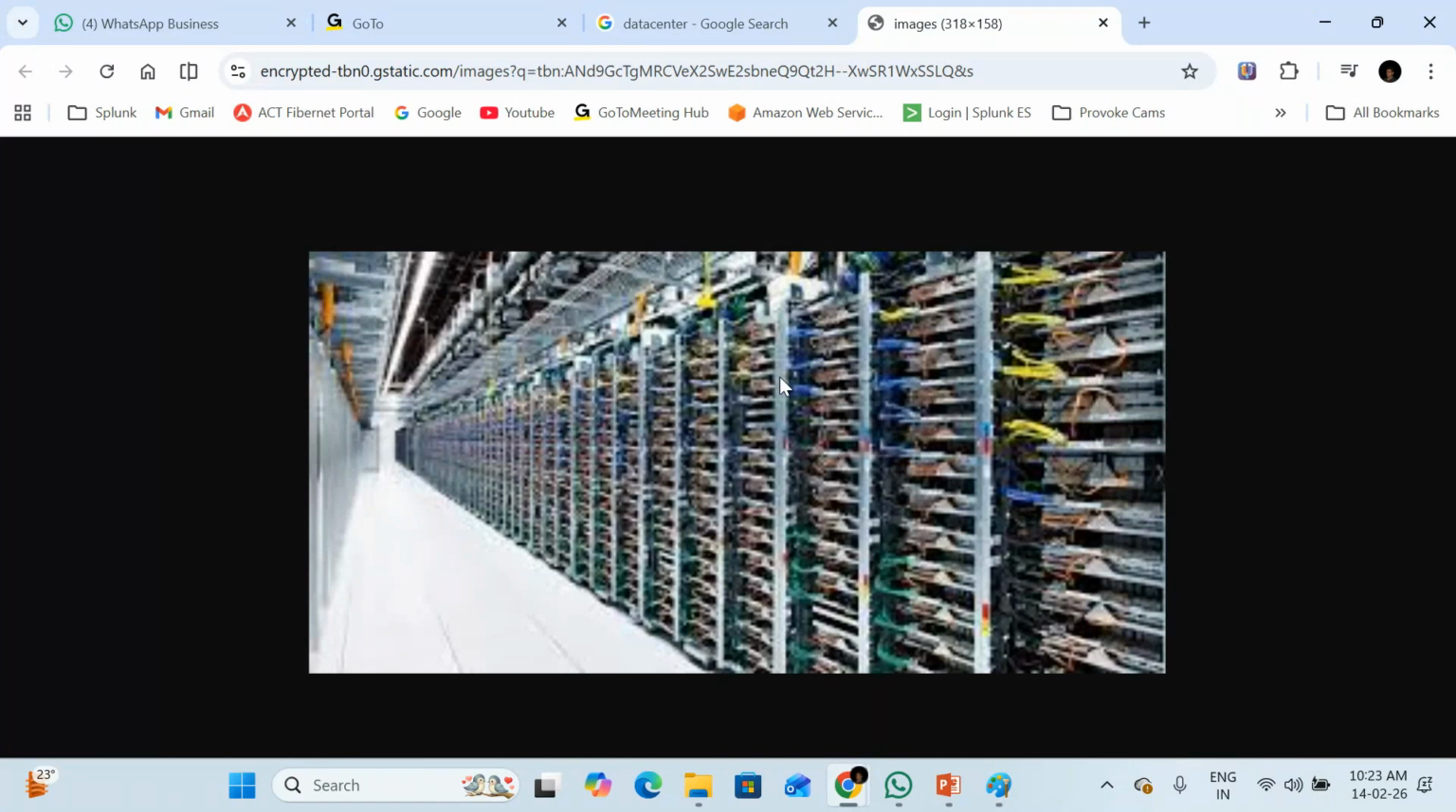You got my point? It's a locker room. But via internet, what do you have access to? Server room. Everything is server room only. They will maintain the servers.